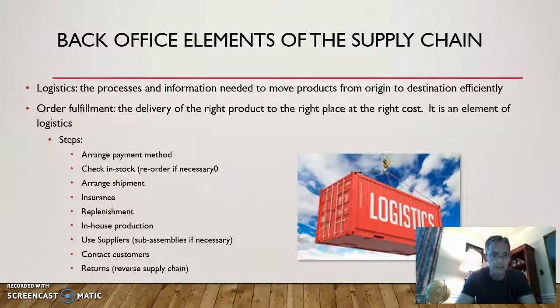That's logistics, right? The processes and information needed to move the products from the origin to destination efficiently. Order fulfillment is then the delivery of the right product into the right place at the right cost. And that means there's a lot of steps involved there.